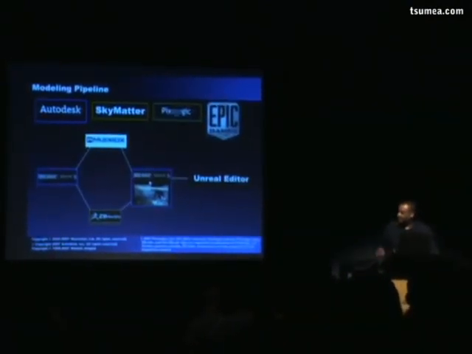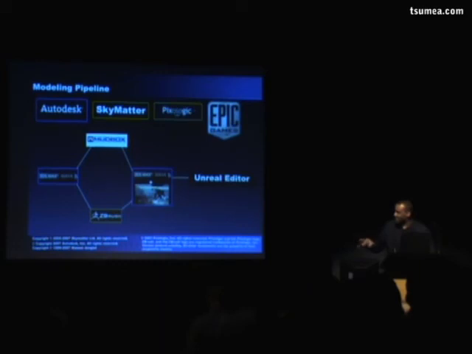What we generally use is Max and Maya as the hub of our modeling pipeline and go out to Mudbox or ZBrush for sculpting, and then back into Max and Maya using Polygon Cruncher to optimize our high poly meshes to render the texture or whatever else we'd like to do with it before bringing it into the Unreal Editor.